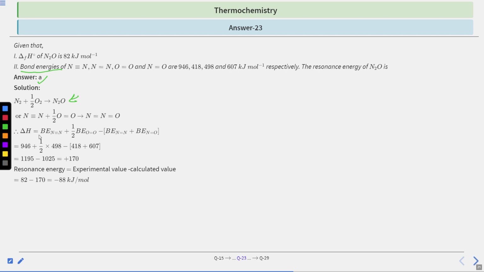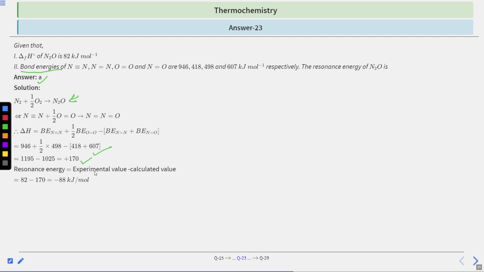So on using the equation that enthalpy of reaction equals bond energy of reactants minus bond energy of products, del H equals bond energy of N triple bond N plus half of bond energy of O double bond O minus bond energy of N double bond N plus bond energy of N double bond O. So we will count every type of bond present in the reaction between the two atoms. On putting the values given in the question and solving, we have del H equals plus 170.